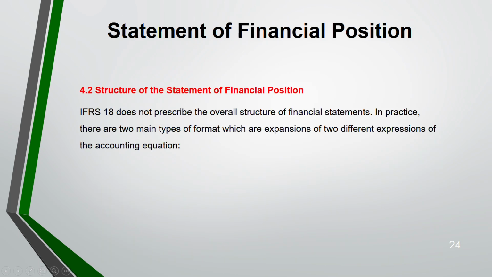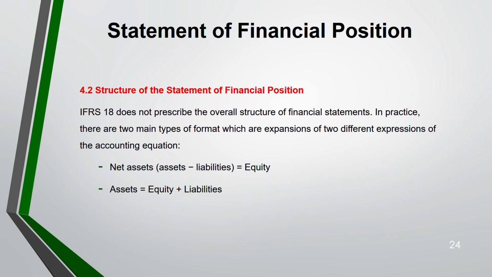Now the structure. IFRS 18 does not prescribe the overall structure of financial statements. In practice, there are two main types of format. Basically, they are expansions of two different expressions of your accounting equation. Remember your accounting equation, your basic accounting. When you first started your accounting classes, you must have been introduced to your accounting equation that asset minus liability, also known as net assets, is equal to equity. This is one expression, and this is one way financial statements could be drawn.